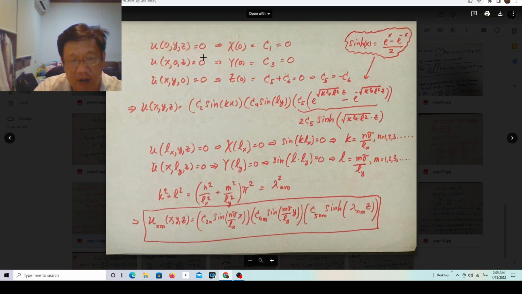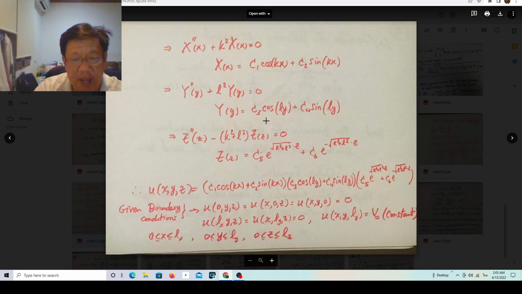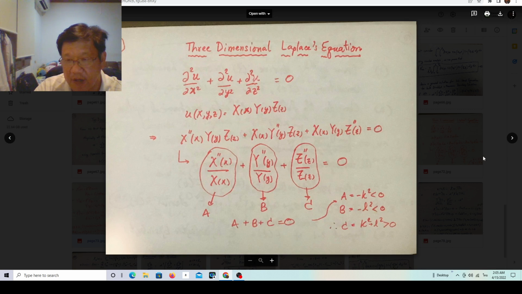So these three conditions that we use lead to the elimination of several constraints and a combination of some terms. Like the first x function, the only remaining constant is c sub 2. And the second term is only c sub 2 sine of kx and c sub 4 times sine of L times y. And k and L come from this assumption.